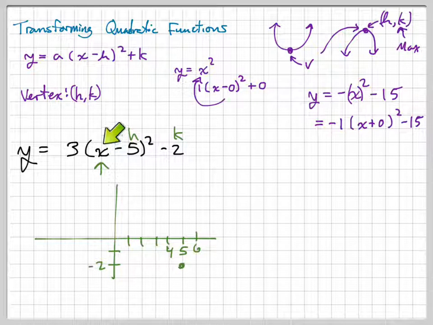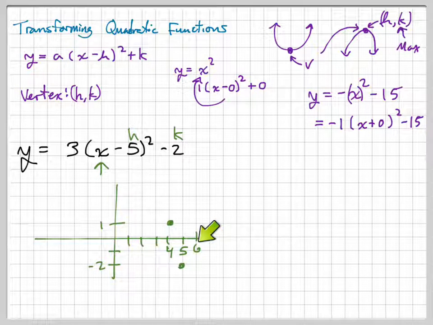So if I plug in a 4 right there, it'd be 4 minus 5, that would be -1. -1 squared would be a +1. So that would be 3 times 1, so that'd be 3. 3 minus 2 would be 1.